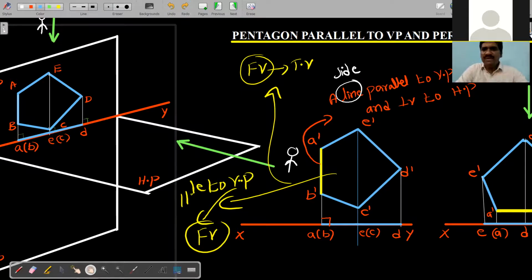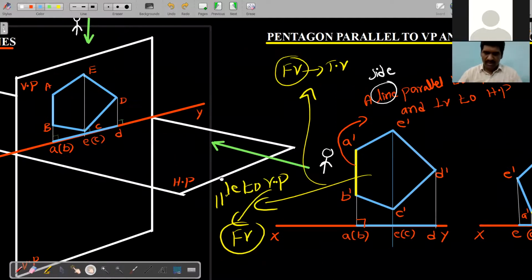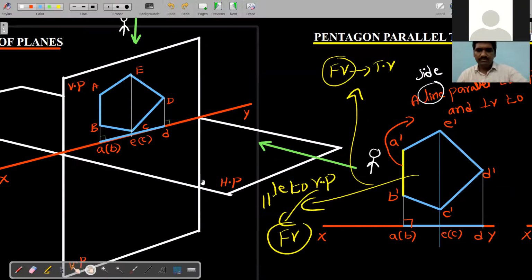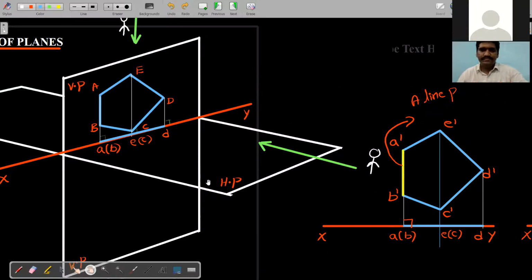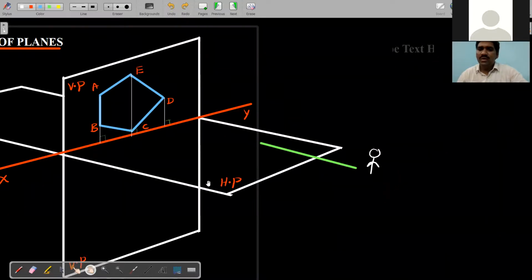Any more doubts, all of you, please? Any more doubts? Okay, shall I go for next condition? Okay, right. So this is the case for a plane parallel to VP and perpendicular to HP. That is okay. Now all of you just see. Now I am going for the second condition. A plane parallel to horizontal plane and perpendicular to vertical plane.